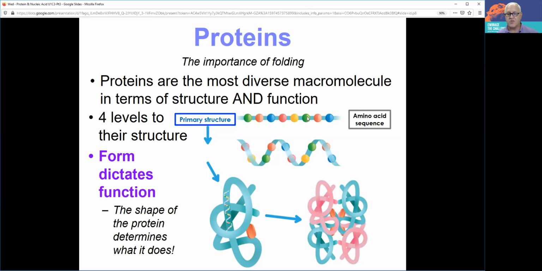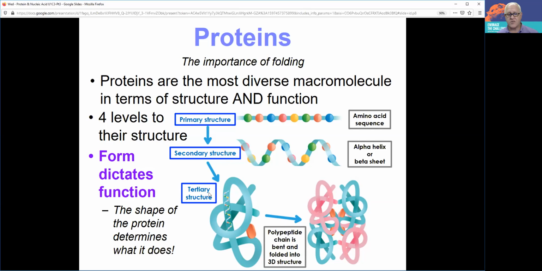So the primary structure is this long bead at the top. That's the primary structure, and that's the amino acid sequence. We're not going to get into what the sequencing does, but I just want you to be familiar with these particular terms. The secondary structure is where it starts to create a helix, and we'll learn more about the helix when we talk about the nucleic acids and when we get into DNA. But the helix, or the alpha helix, is a single twisted strand.